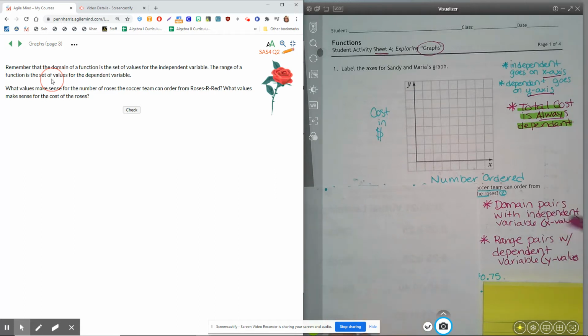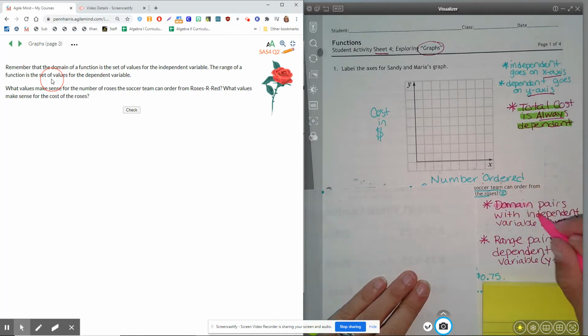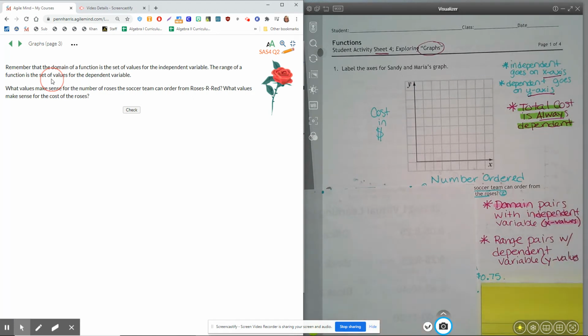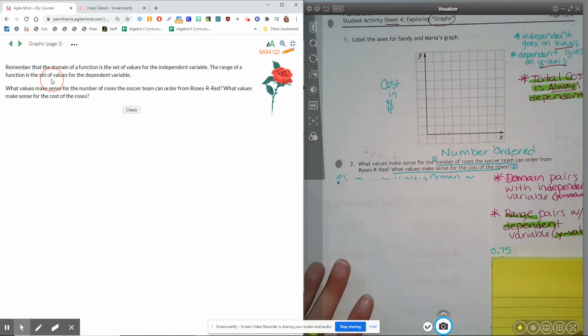But I've got a little bit of a reminder for you here. Domain, again, maybe I should highlight this. Domain pairs with our independent variables, which are our x values. Range pairs with our dependent variables, and those, as a reminder, are our y values. So here, they want us to think of what the domain and the range would be if we were ordering from the Roses Are Red company.